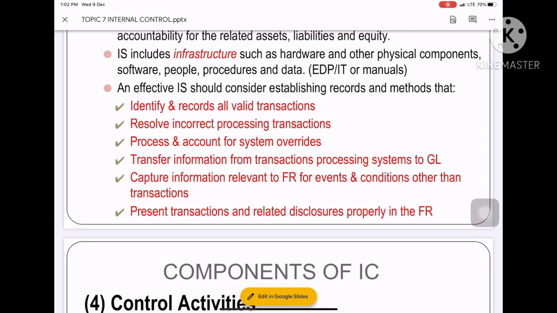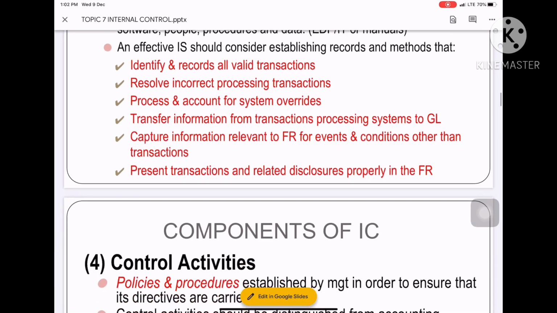All right, next one will be transferring information from the transaction processing system to the GL. So how are all those transactions processed before they are transferred to the general ledger? All right, capture information relevant to financial reporting for events and conditions other than transactions. So you also have to capture all the relevant information. It's not necessarily related to the transactions of the accounts only. All right, next one, present transactions and related disclosures properly in the financial reporting. So make sure that all the disclosures required to be reported are reported.